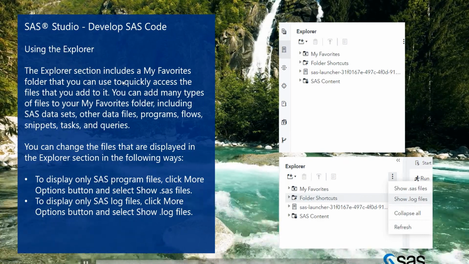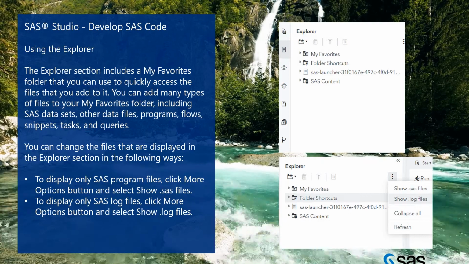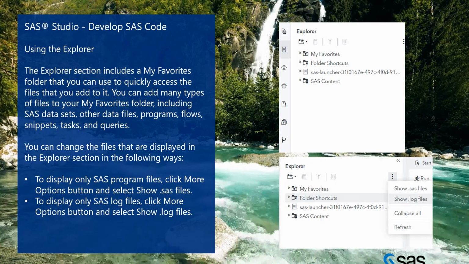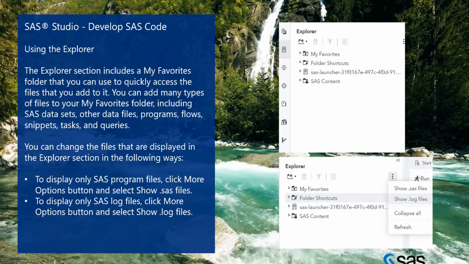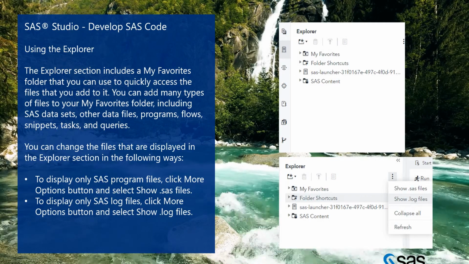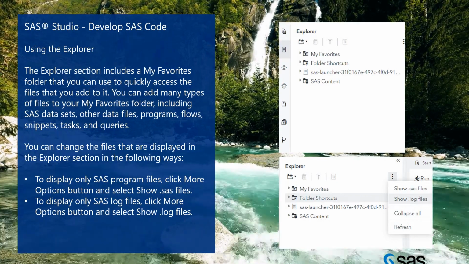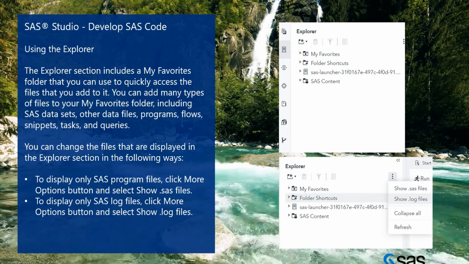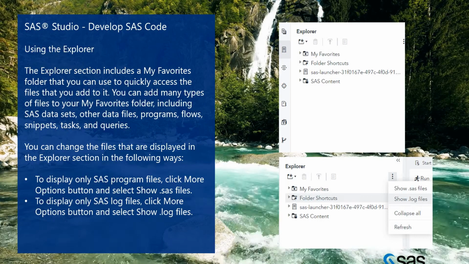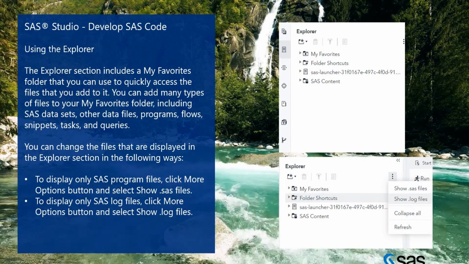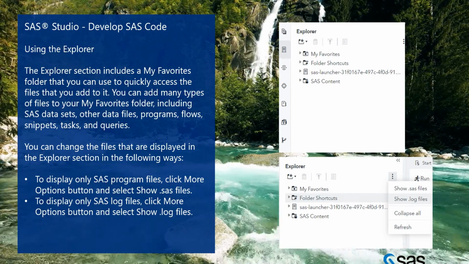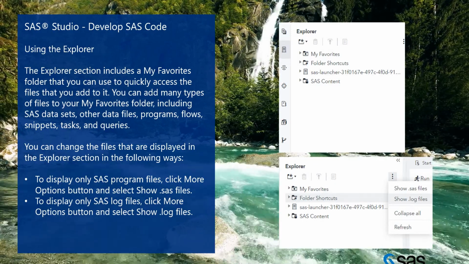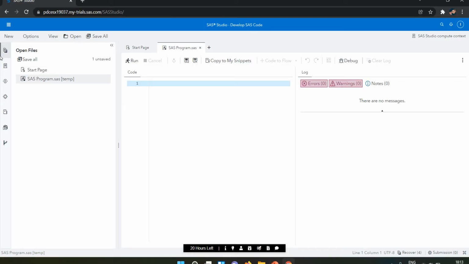The Explorer section includes the My Favorites folder that you can use to quickly access the files that you add to it. You can add many types of files to your My Favorites folder, including SAS datasets and data files, programs, flows, snippets, tasks, and queries. You can change the files that are displayed in the Explorer section in the following ways. First, let's see what Explorer is.